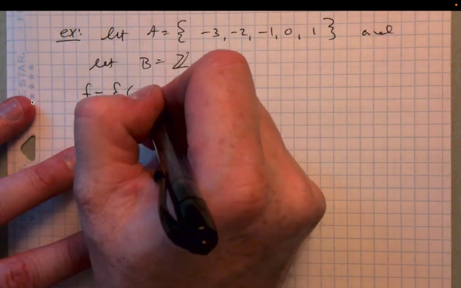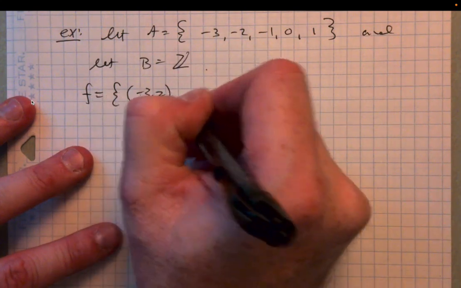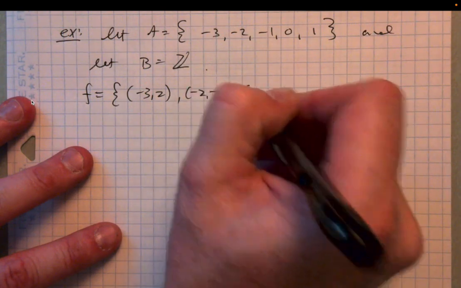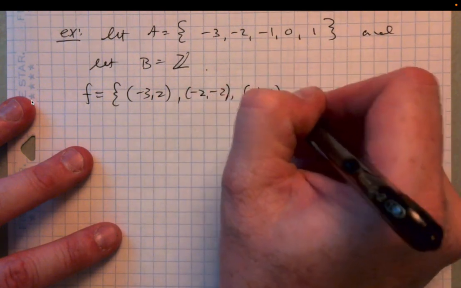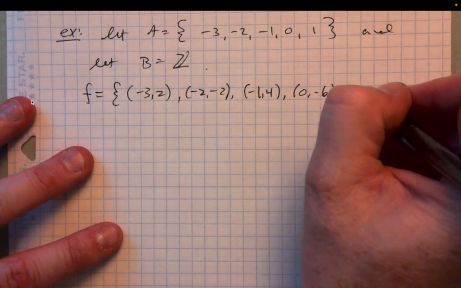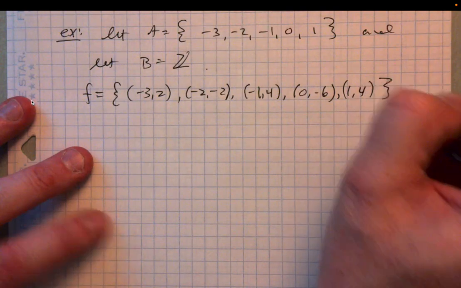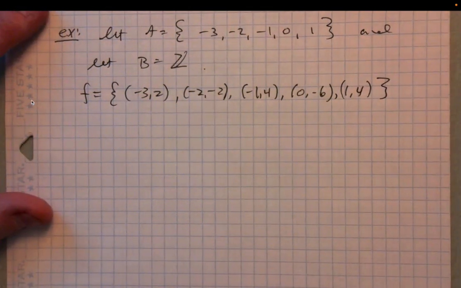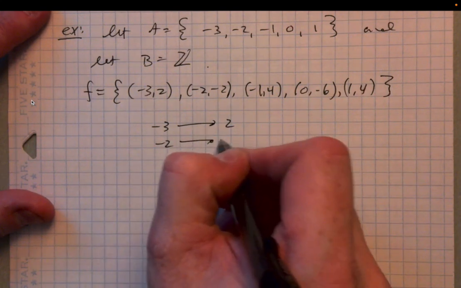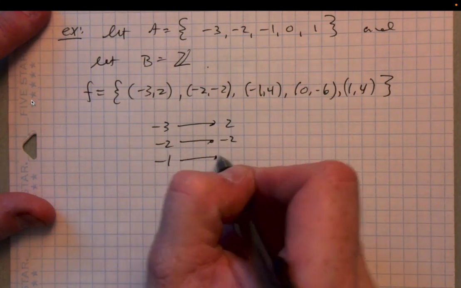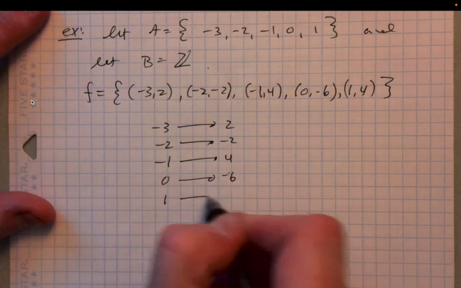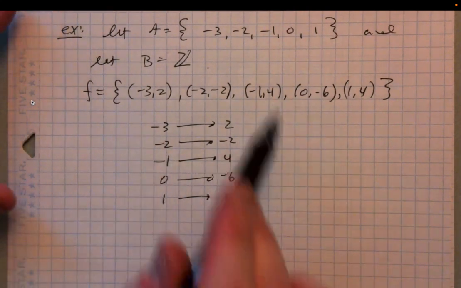Okay, and so let's write out a function in terms of sets. Okay, so let's say we have (negative 3, 2), (negative 2, negative 2), and (negative 1, 4), (0, negative 6), and (1, 4). Okay, so in this example, negative 3 goes to 2, negative 2 goes to negative 2, negative 1 goes to 4, 0 goes to negative 6, and 1 goes to 4. Right, so this is a function.